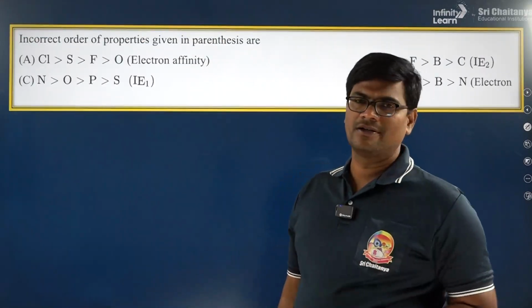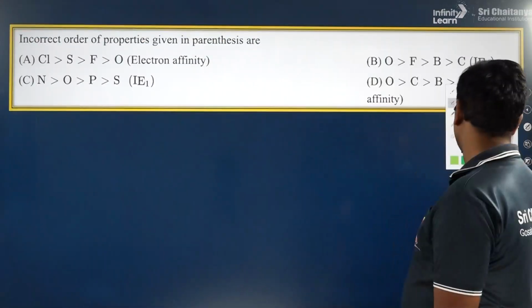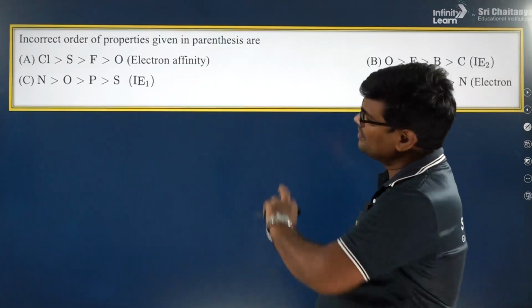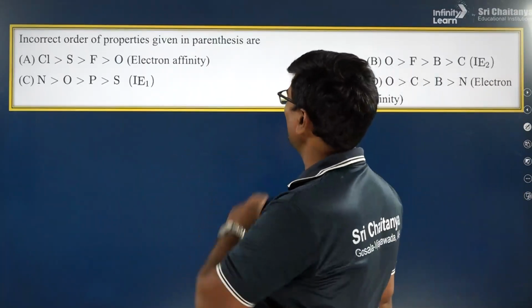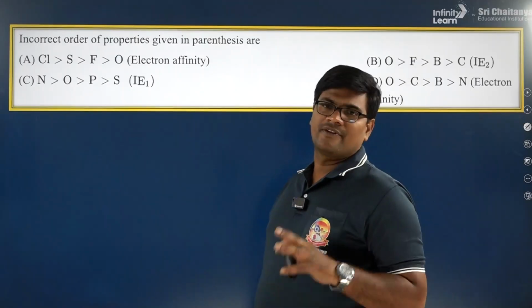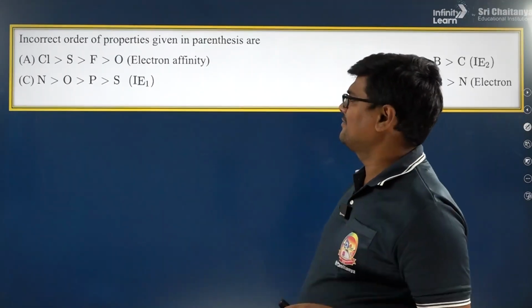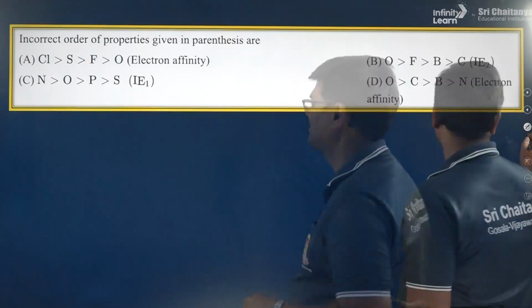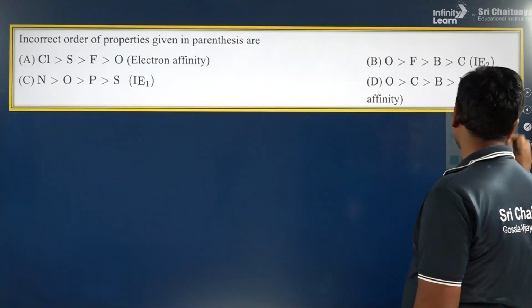This is also about all the properties, mixed properties. Look at the first statement. What is the question actually? The incorrect order of properties given in parenthesis are, that is, electron affinity for the first option: chlorine greater than sulfur greater than fluorine greater than oxygen. Let's see, we may take it as the right option.